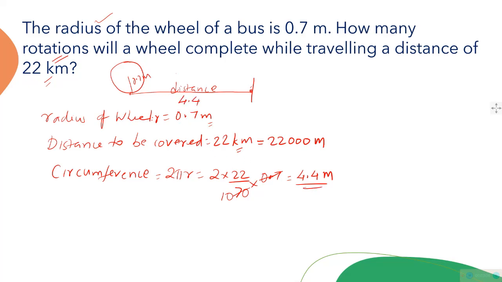लेकिन हमको 4.4 meter से किधर भी नहीं पहुंचे है. We have reached to 22,000 meter. So how many 4.4s are required? How many rotation? उतना rotation चाहिए. How many rotations? So for that we have to divide 22,000 upon 4.4.